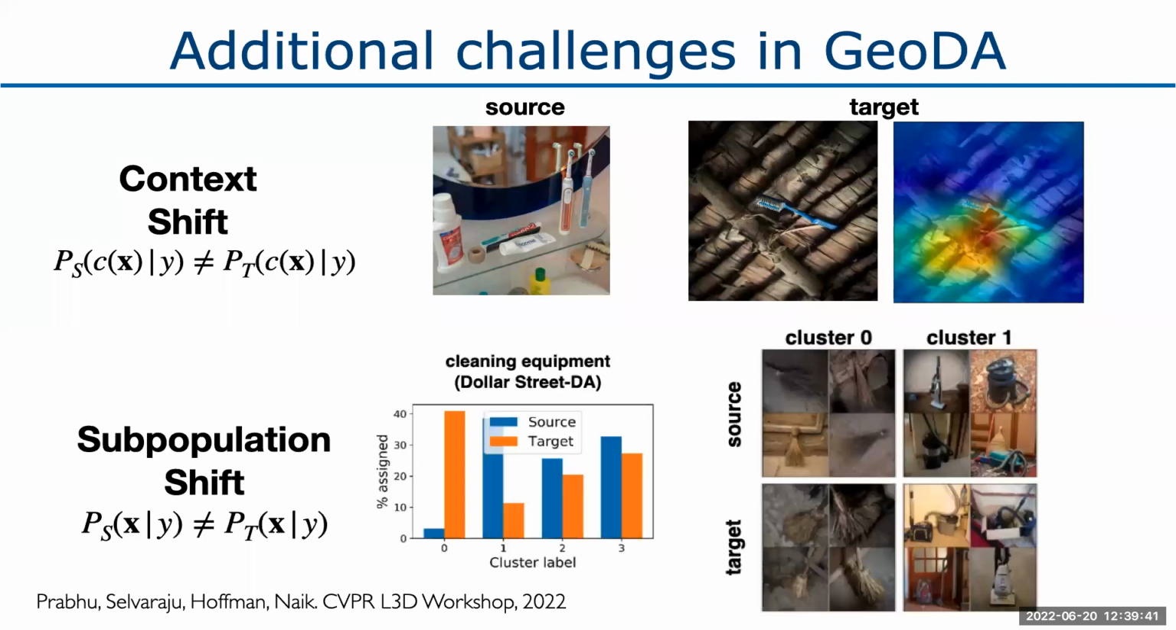The second is a notion of subpopulation shift, which is a shift in intra-class distributions for a given category. So, for example, a category like cleaning equipment primarily means images of vacuum cleaners in North America, but it primarily corresponds to images of brooms and mops in other parts of the world. And this shift in intra-class distribution also poses a challenge to adaptation algorithms.